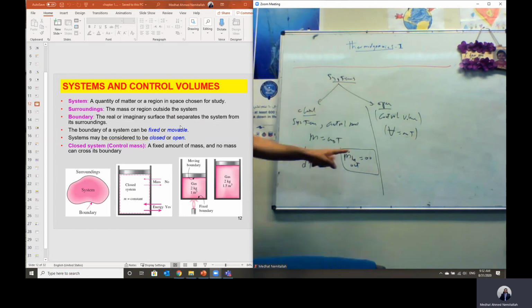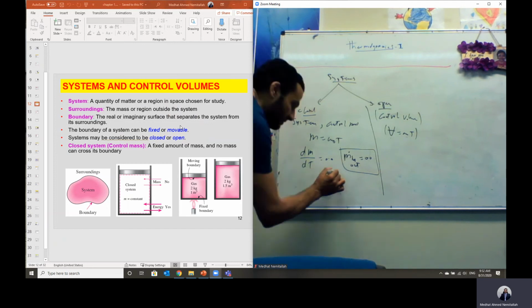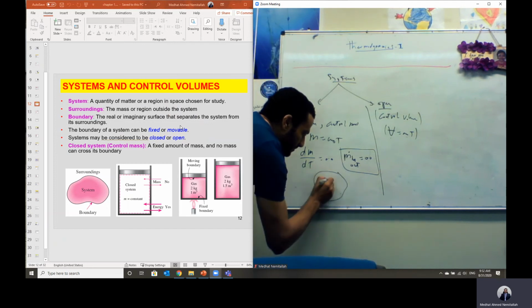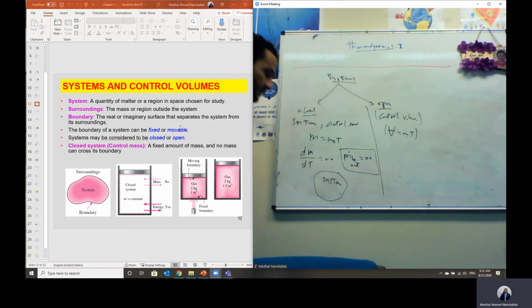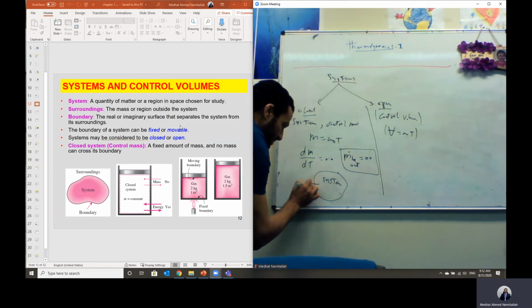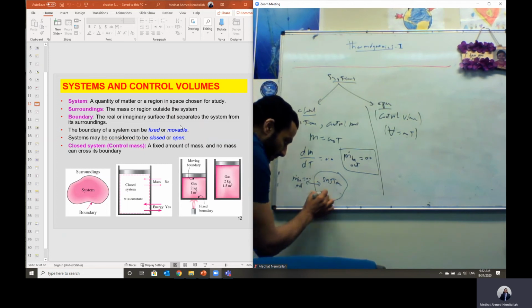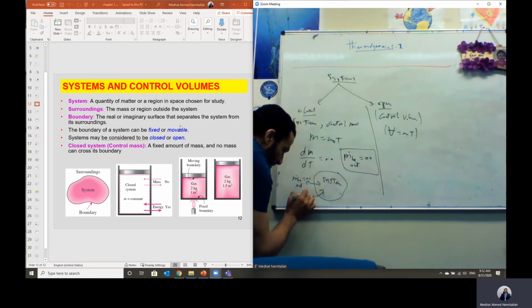So we don't have either mass in or mass out for a closed system. The closed system is defined as a fixed amount of mass. It does not accept mass transfer. So if you have any closed system, this system does not allow mass in or mass out; it is equal to 0. But it allows for what? It allows for energy transfer.